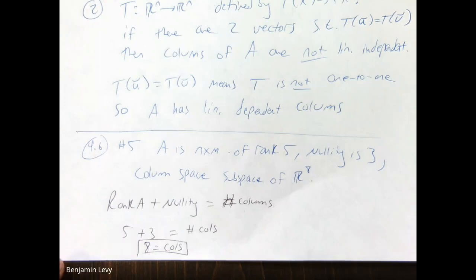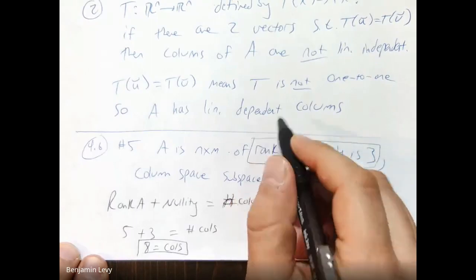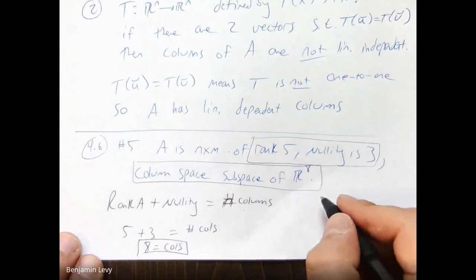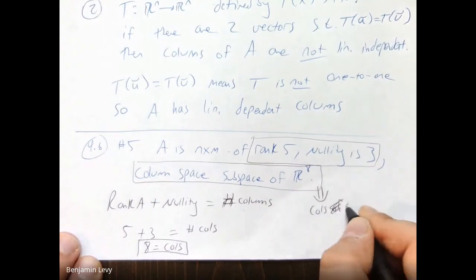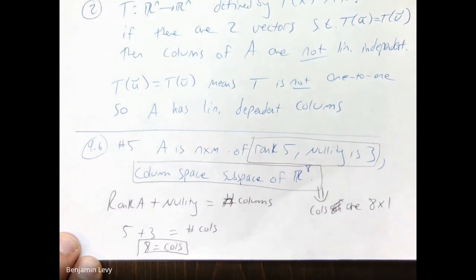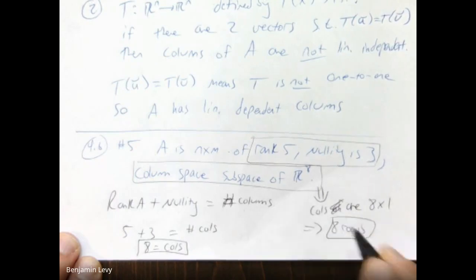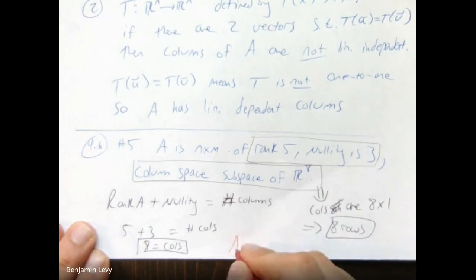Oh, and so then that's where the column space comes in, right? So we use these two things to get the first answer. And then if it says the column space is a subspace of R8, that means that the columns are 8 by 1, right? And so that means there's 8 rows then. If the columns are 8 by 1, then there's 8 rows. And so the answer to this one, the question was, what's the dimension of A? A is an 8 by 8 matrix.